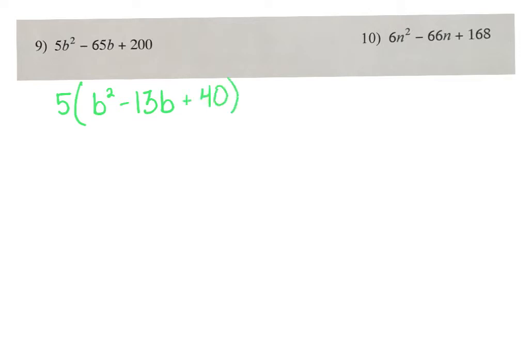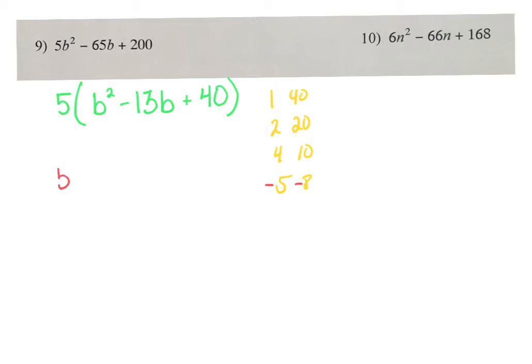So now that I've done this, I have the 5 on the outside, and I'm going to look at the inside and see if I can factor that. So I'm going to look for factors of 40 that add up to negative 13. So if I list my factors of 40, I have 1 and 40, 2 and 20, 4 and 10, 5 and 8, right? So which of those add up to 13? 5 and my 8. Specifically, I need negative 5 and negative 8 because I want it to multiply to give me positive 40 and to add to give me negative 13.